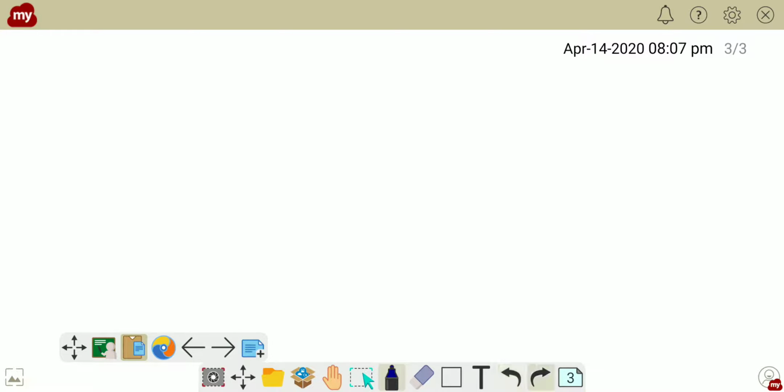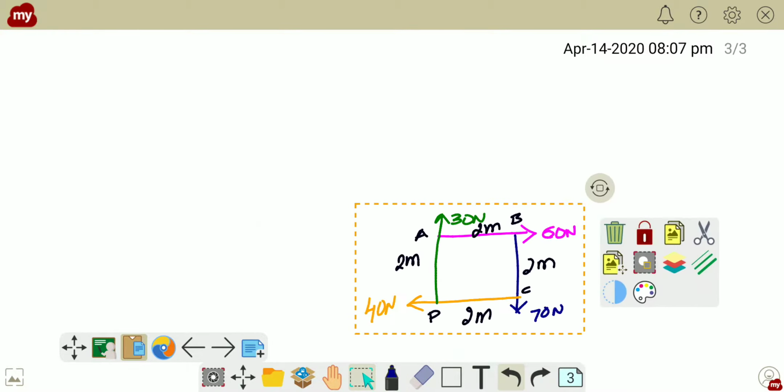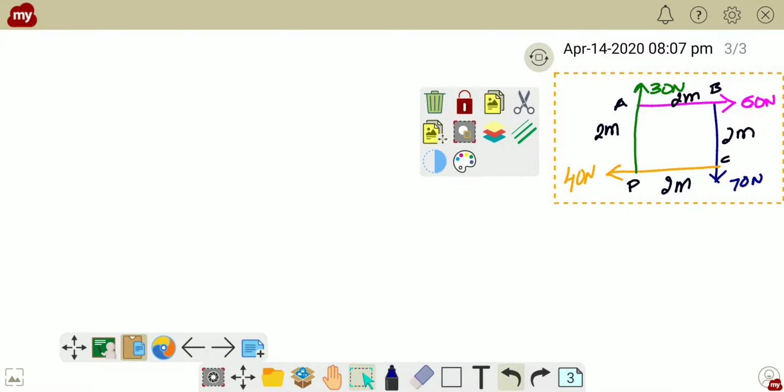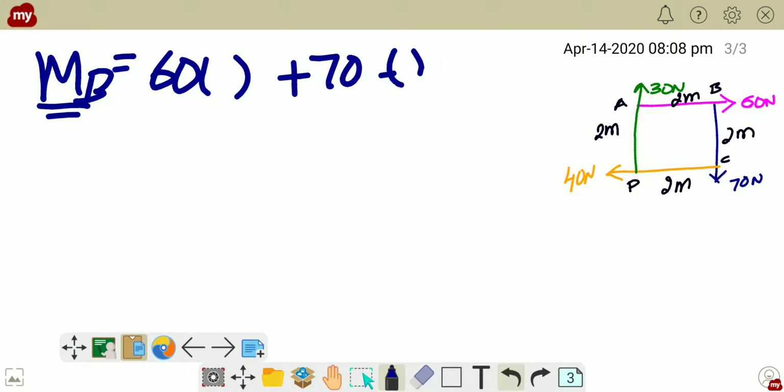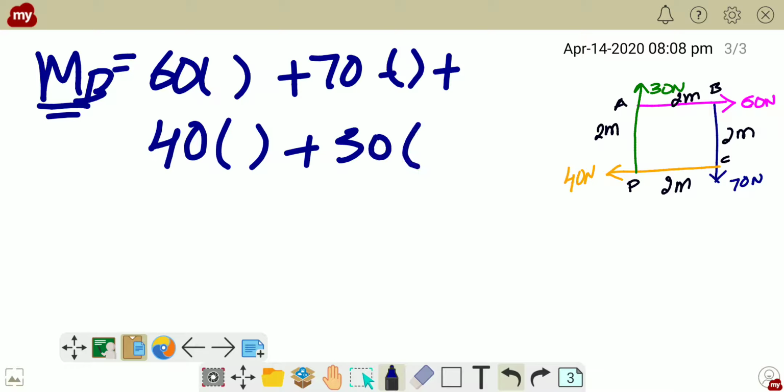In the same way, let us also find out the moments at point B. Let us paste the question here, resize it, drag it here, and go for point B. So the moment at point B. Previously we mentioned the forces first, later we measured the distances and placed the distances in brackets. In the same way we are going to do it here. So at point B, what are the 4 forces? 60 bracket plus 70 bracket plus 40 plus 30 multiplied with the distance.